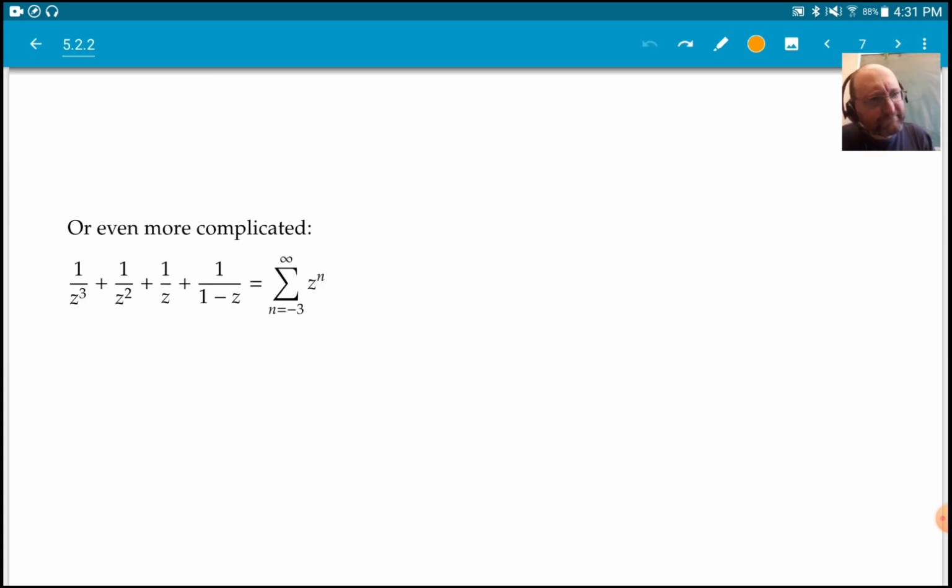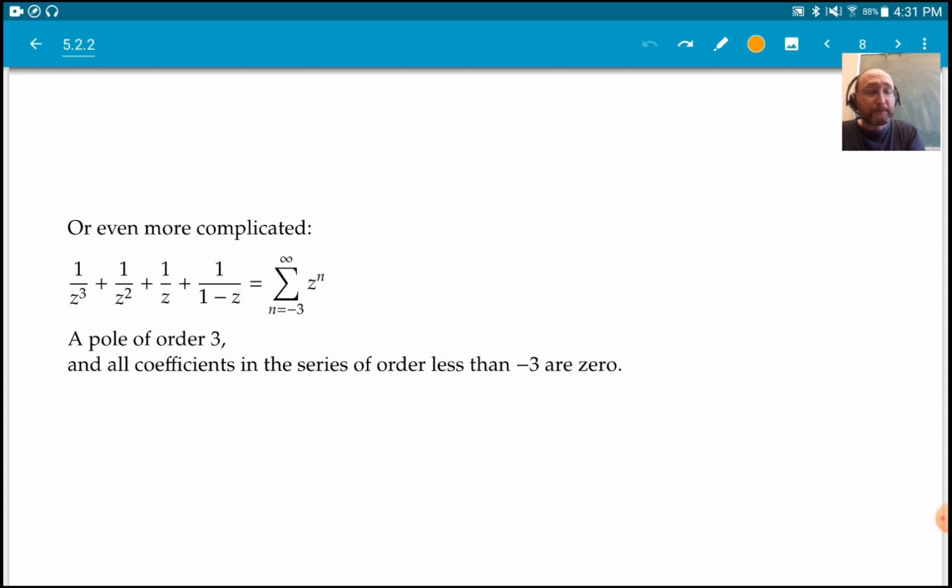Okay, I could make it even a little bit more complicated. Let's start at -3. So I have this Laurent series, and it starts at -3. This is a pole of order 3 because of this term. And again, all the coefficients of order less than -3 are 0.